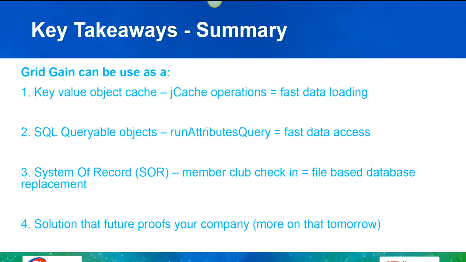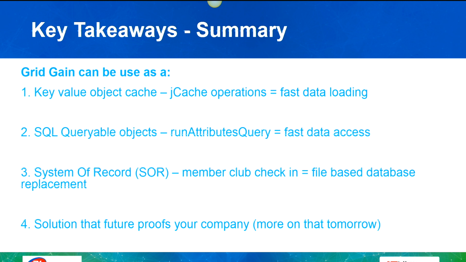So some high-level key takeaways. You can use the grid as a key value object cache with JCache operations, puts, gets. We use that for data loading. It's very fast at data loading. Our SLA is to get the delta data from our billing system and load it into our grid in 15 minutes or less, and we do that every 15 minutes. We are using puts on every single object, and so far we haven't had to go tune the upserts, or the puts, into the grid at all. It's performing very fast across 23 different caches.